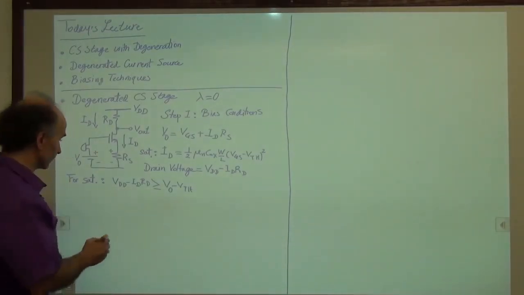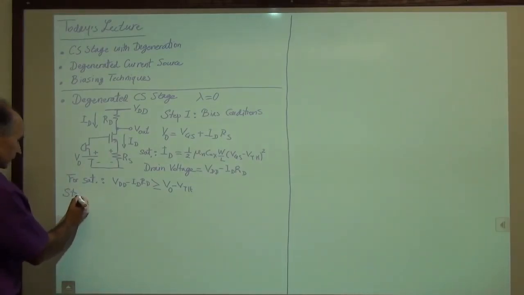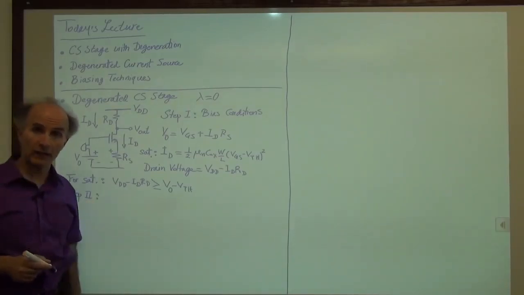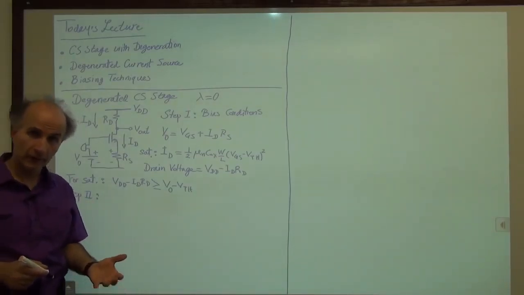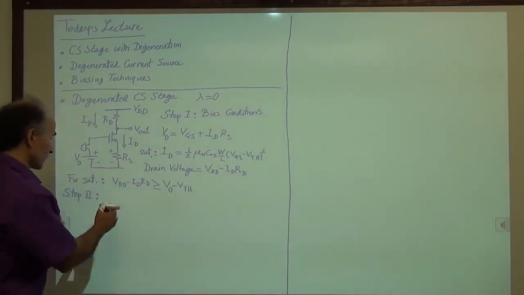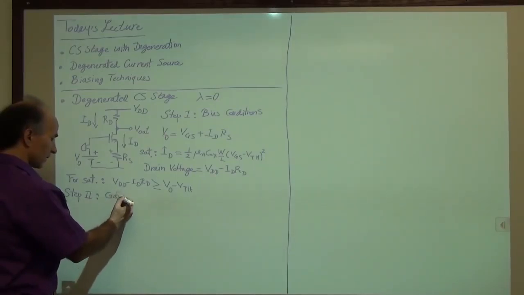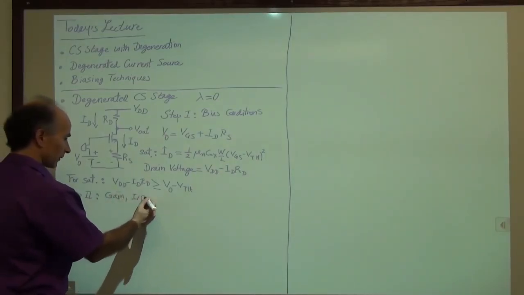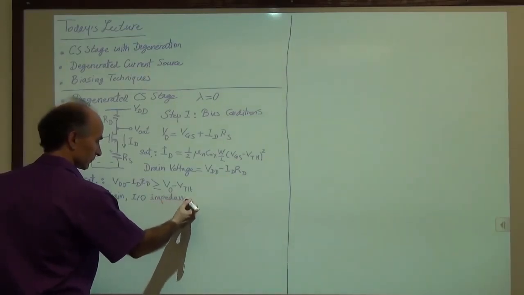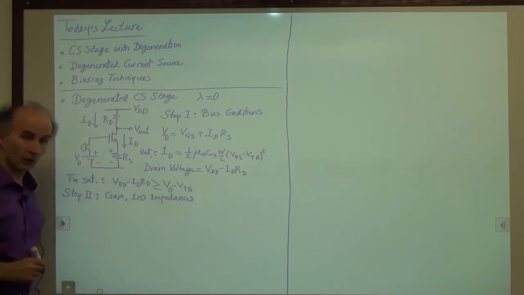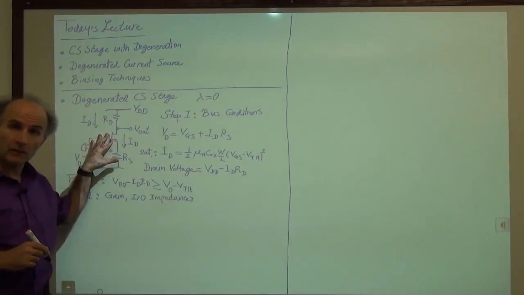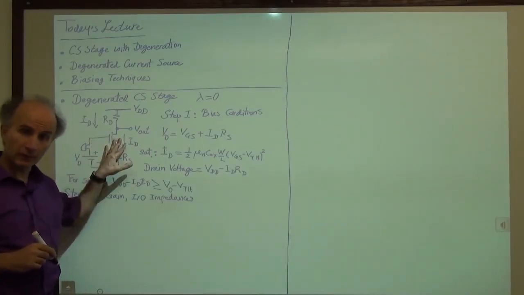Now we go to step number 2. In step number 2, we would like to analyze the small signal properties of the circuit, including the voltage gain and maybe the input and output impedances. Okay, let's start with the gain. This circuit is not something we are familiar with, so we will have to draw the small signal model.